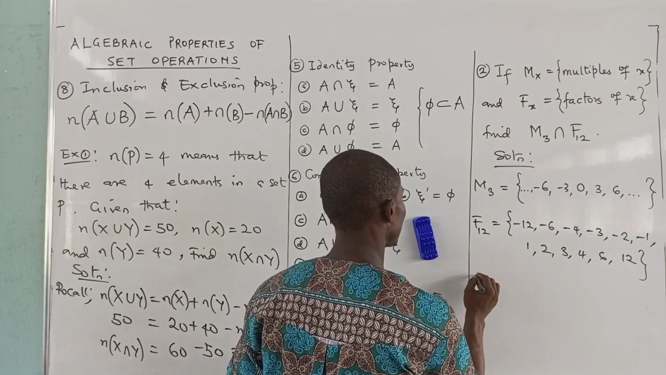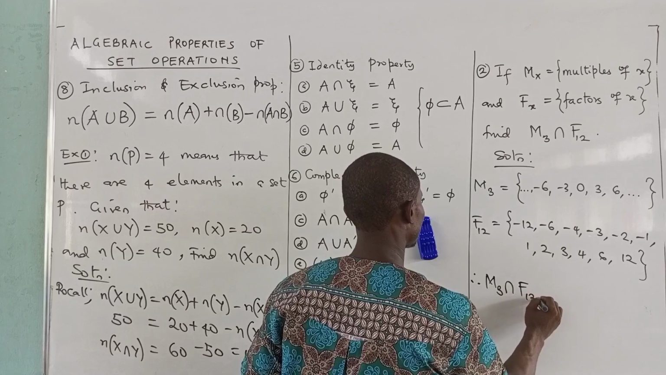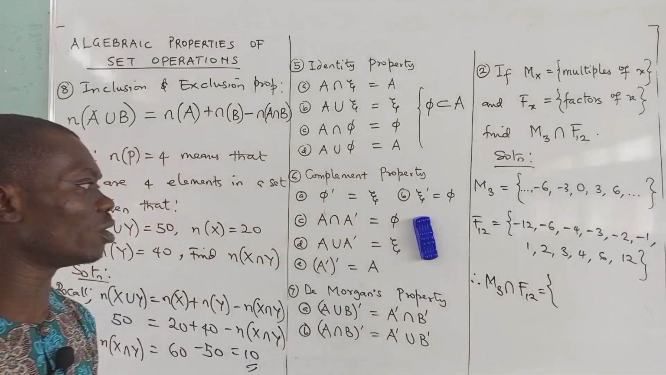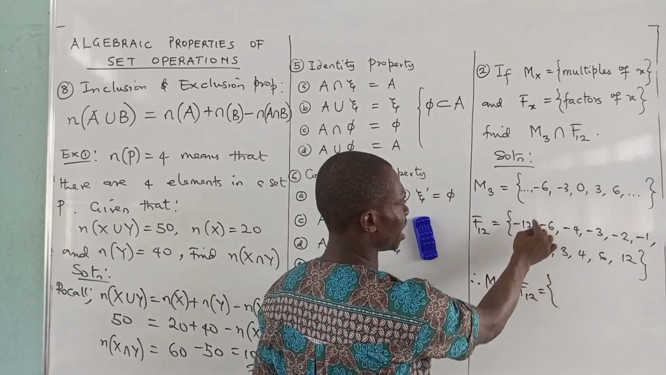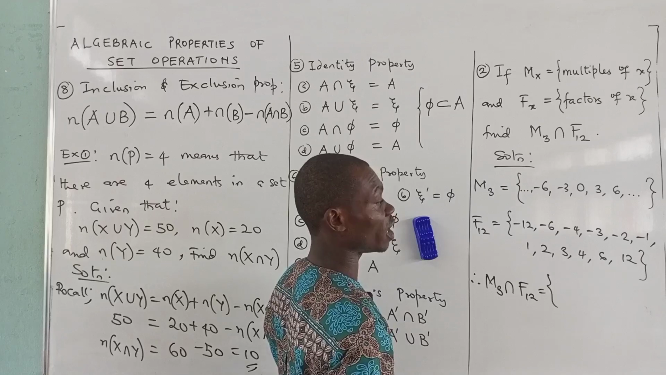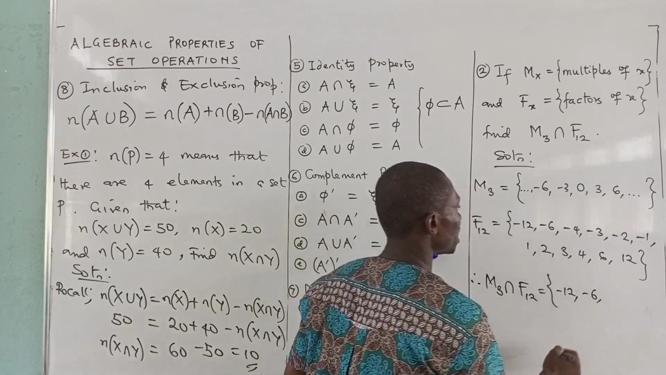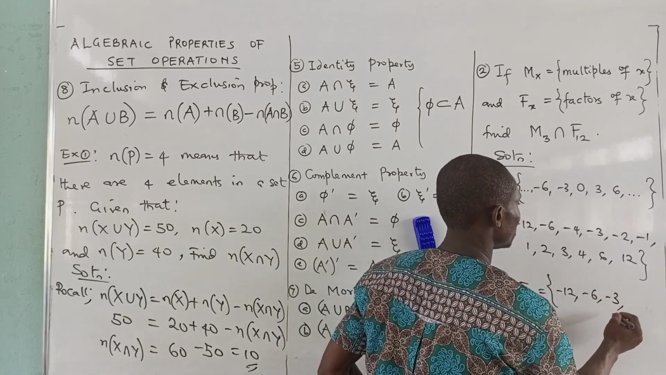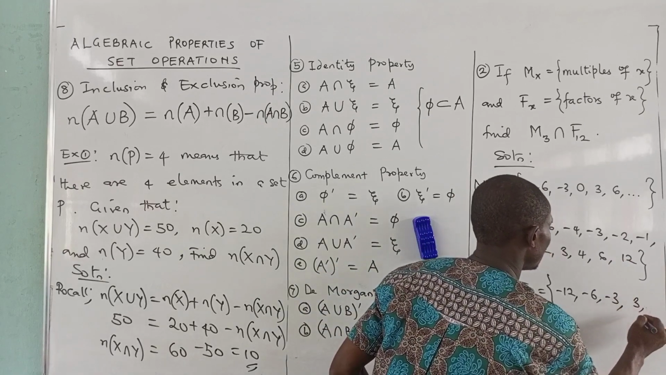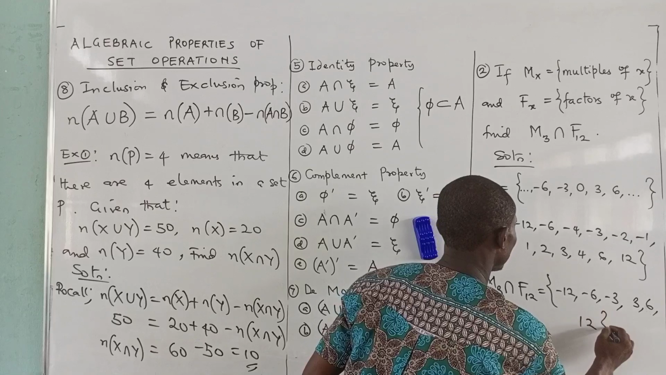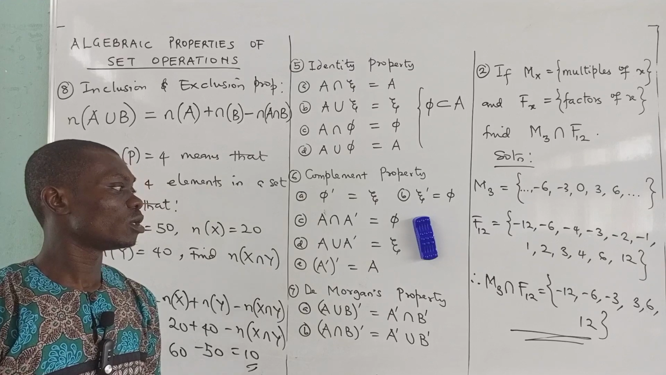Okay, so that is to say then that the question they're asking us to find, which is M3 intersection F12, is simply going to give us all the values that we have here. Of course, we see that 12 will also be a multiple of 3. That means minus 12 will be there. We'll have minus 6 will be there. We'll have minus 3. What again? 0 is not there. And then the positives. That means 3, 6, and 12 also. So this is going to be the intersection that we are going to be looking for.